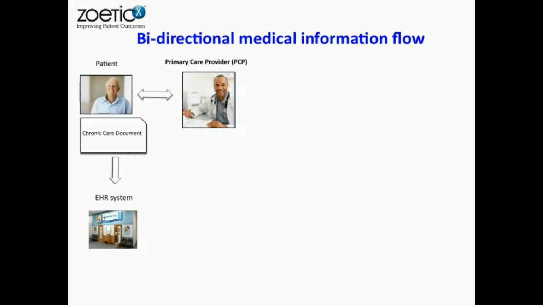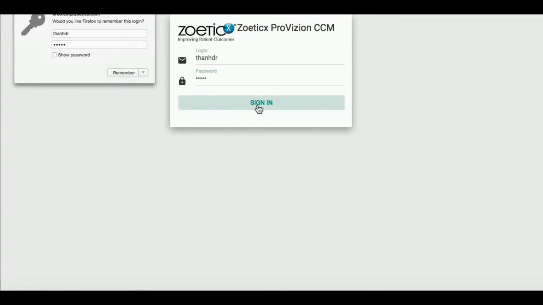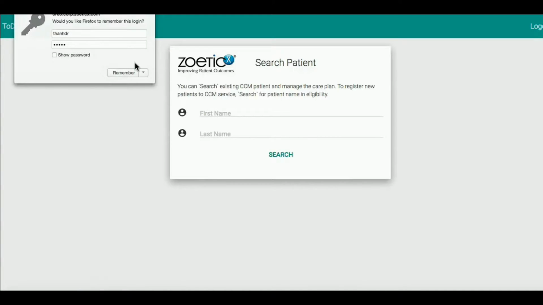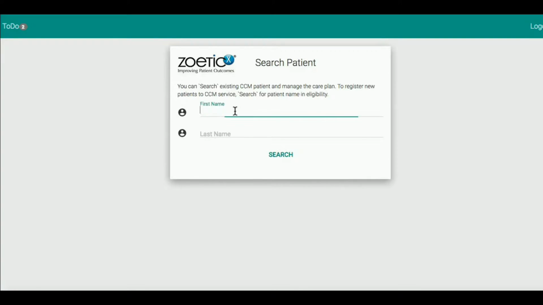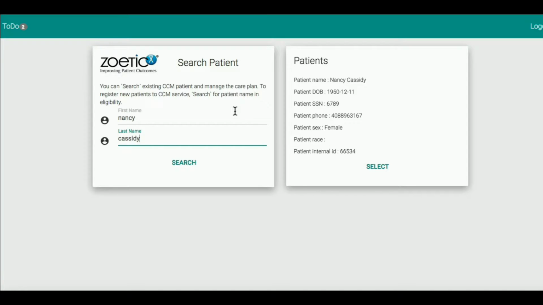The primary care provider logged into the Zotic Provision Control Center. The control center is designed to streamline the process for CCM services support. It is cloud deployed and integrated with the care provider's EHR system. Let's pull up the CCM care plan for patient Nancy Cassidy. The control center is retrieving patient medical information from the EHR system. It does not duplicate data from the EHR system.